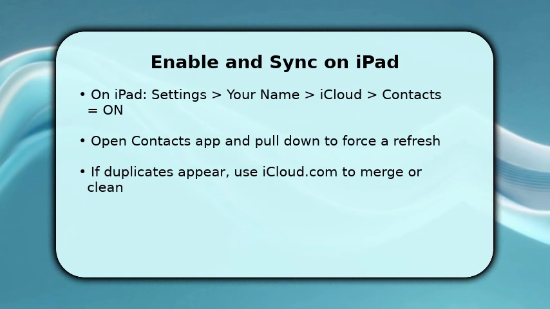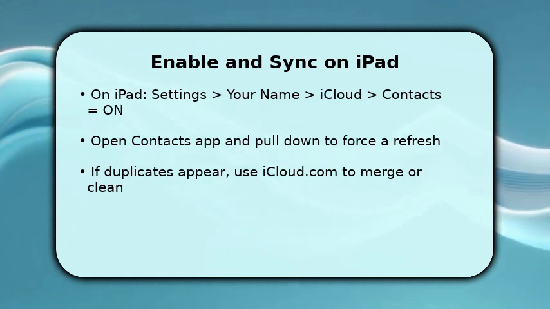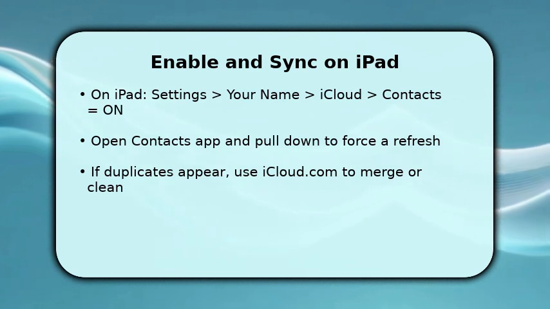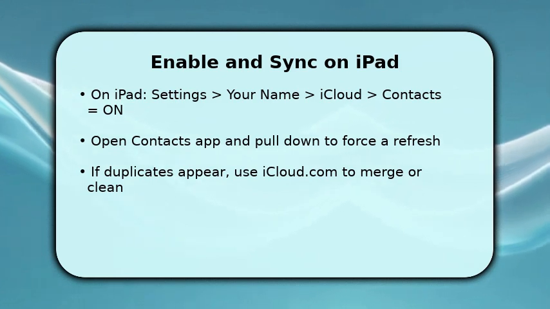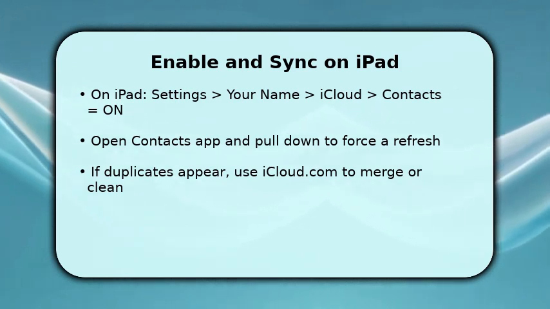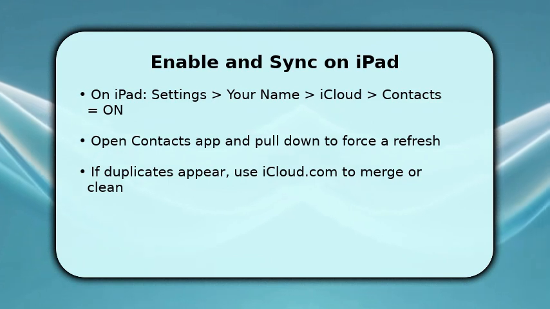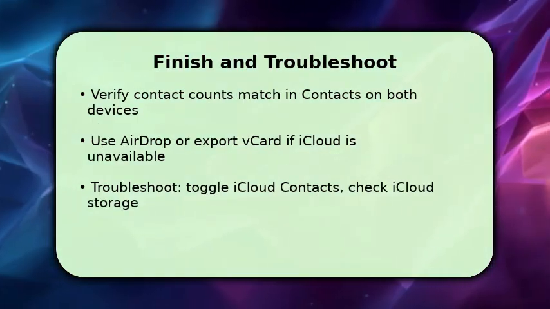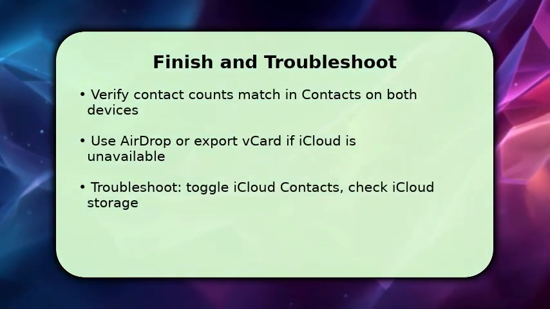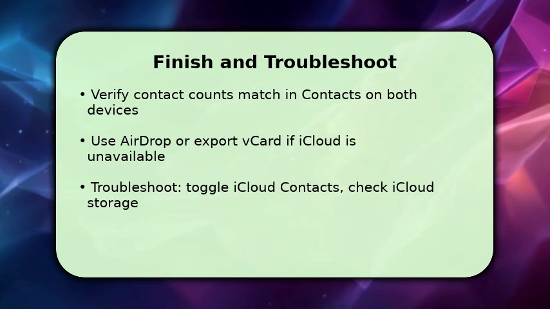If contacts don't show, sign out and back into iCloud, or toggle Contacts off and on to restart sync. Use iCloud.com for bulk merging if you see duplicates. Cleaning there applies to both devices. Make sure both devices stay online until sync shows complete. Finish by comparing contact counts on iPhone and iPad. Open a few entries to confirm photos and notes synced.